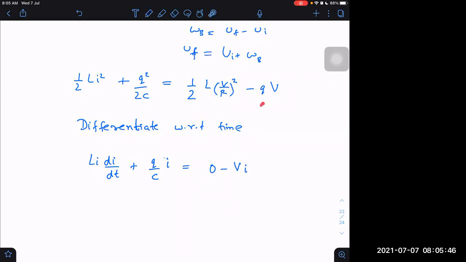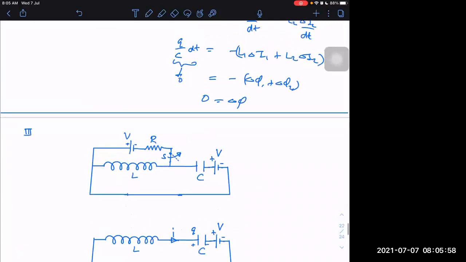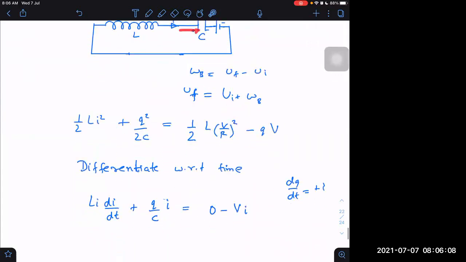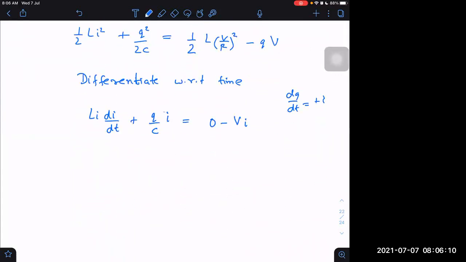When I write dq by dt as I, I'm not writing it as just plus or minus, because dq by dt sometimes can be minus I, or sometimes it can be plus I. See the diagram. When the current is this side and this side is positive, that side is negative, then I is equal to plus dq by dt. Charge is increasing in this case, right? Not getting decreased. So fine, no problem in that.